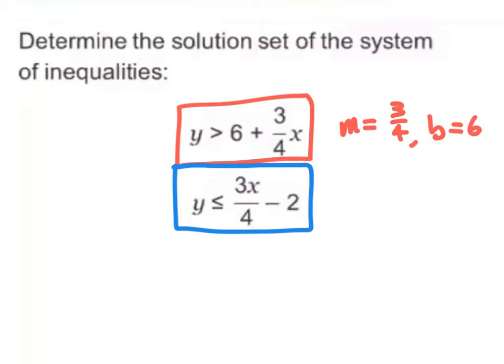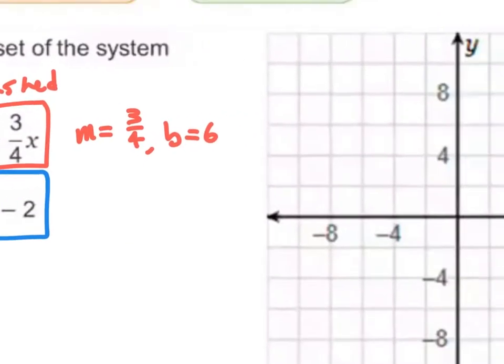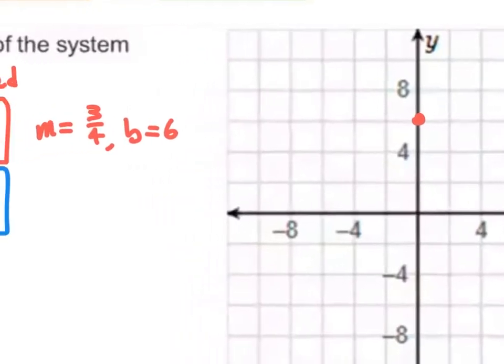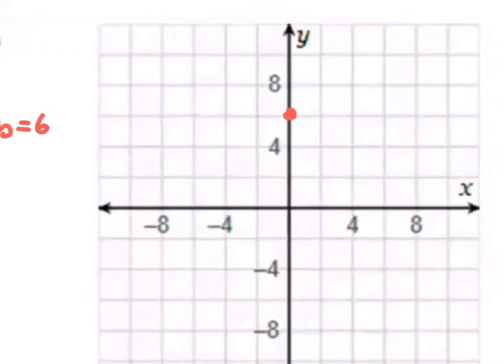So this is going to be a dashed line, because we're strictly greater than. We're not equal to that. So slope of 3/4, y-intercept of 6. Here I'm going to plot 6, and then we're going to go down 3 and over 4, down 3 and over 4. I'm going to go up 3 and over 4. And so I just keep getting this dashed line. All right, and that's that.